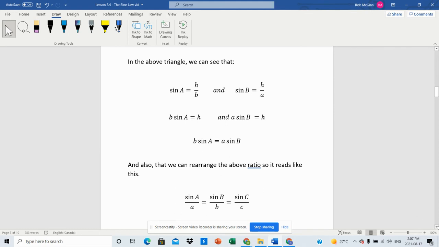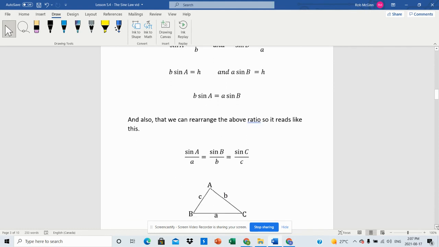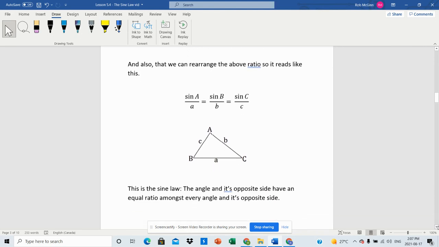And really what it's telling us, if we just go back here, is the angle and its opposite side have an equal ratio amongst every angle and its opposite side. So the ratio between sine A and A is the same as the ratio between sine B over side length B. And that's the same as the ratio for sine C divided by side length C. They all have the exact same ratio.